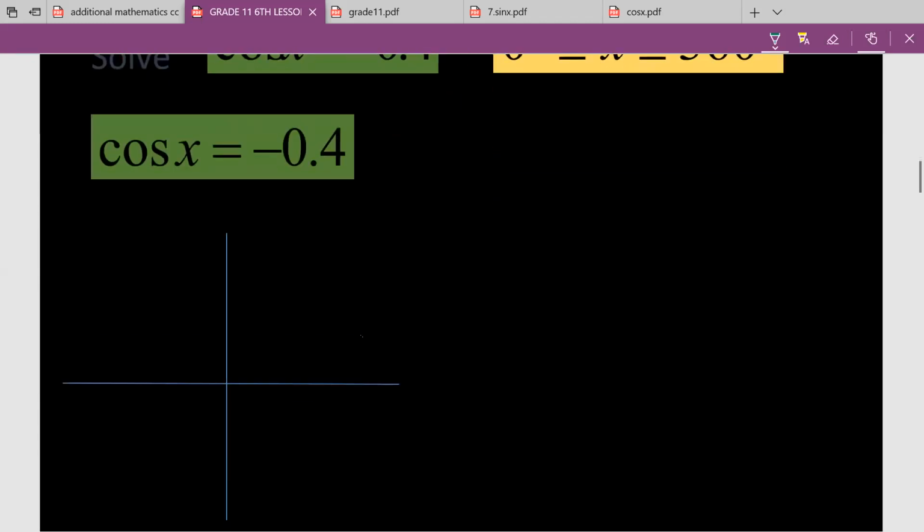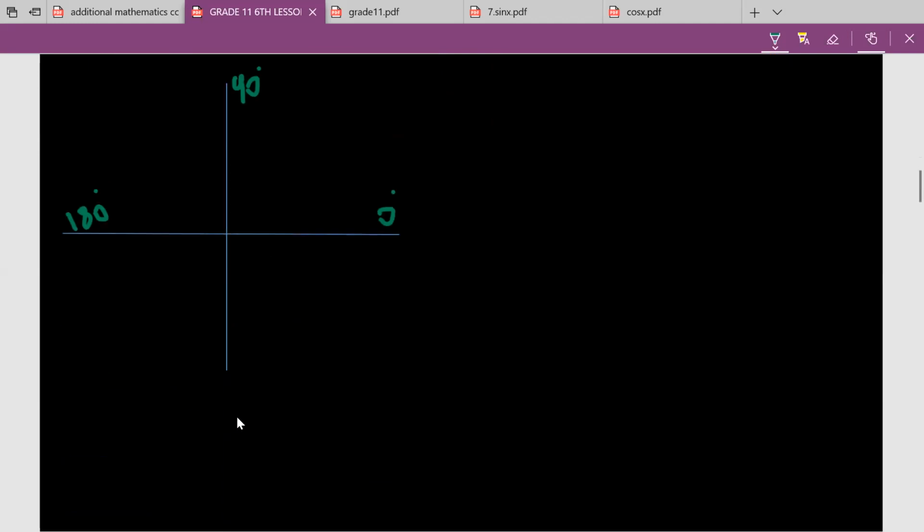Between 0 and 360 degrees, here are the quadrants. Here is 0 degrees, 90 degrees, 180, and 270, 360 degrees.